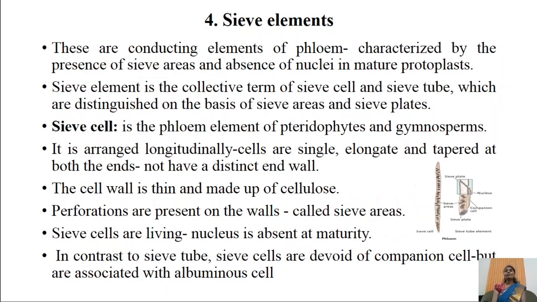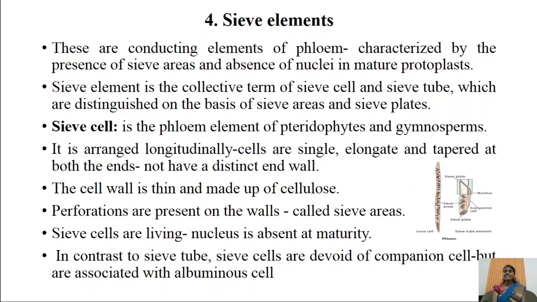Then coming to the fourth component of phloem tissue, that is sieve elements. Sieve cells and sieve tube members together are known as the sieve elements. These are the main conducting elements of the phloem tissue, which are characterized by the presence of sieve areas and absence of nuclei when they mature.